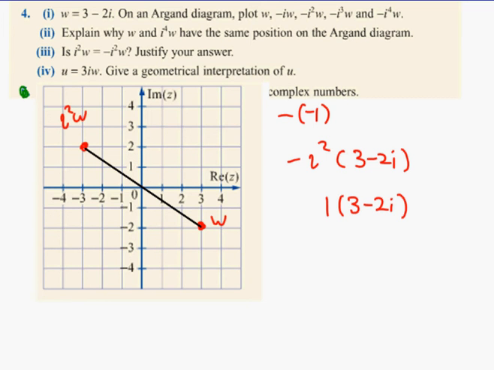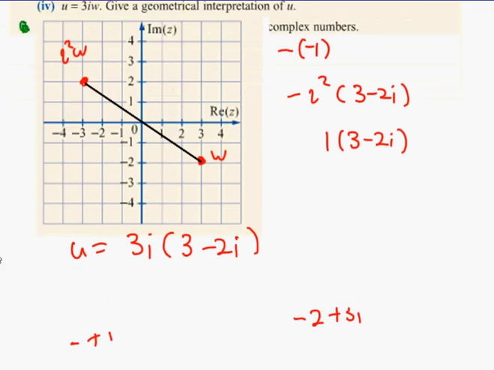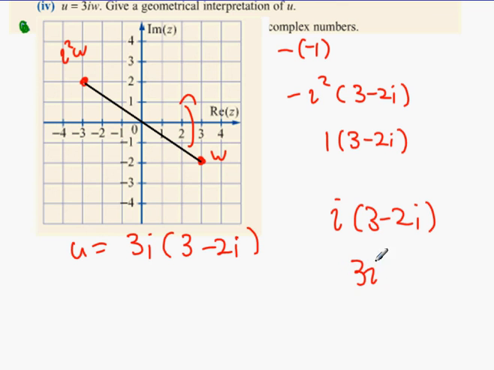Now what we have next is u = 3iw. u equals 3i multiplied by 3 - 2i. Give a geometrical interpretation of u. Well, when you multiply by i, you're talking about a 90 degrees rotation. So let's just multiply by i first. We get i times 3 - 2i, and we're going to get 3i - 2i squared, which is going to be 2 + 3i. Now 2 + 3i is located up here, and as seen, it's a 90-degree rotation.